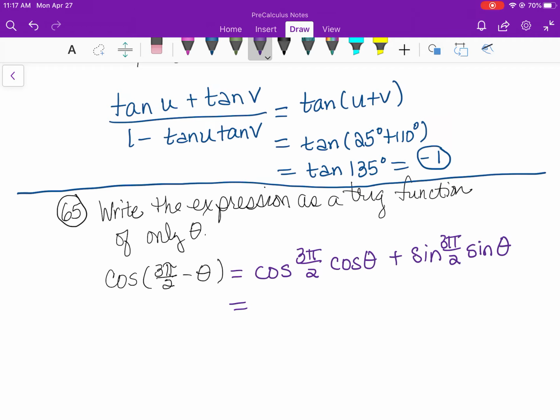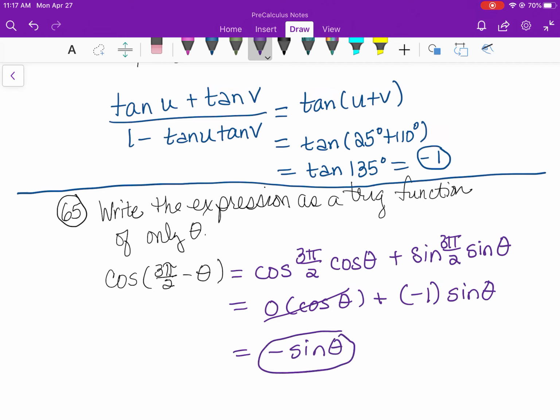Cosine of 3 pi over 2, well, that is 0. The sine of 3 pi over 2 is negative 1. So this collapses to negative sine of theta. So what you've done is you've written the expression as a trig function of theta only.